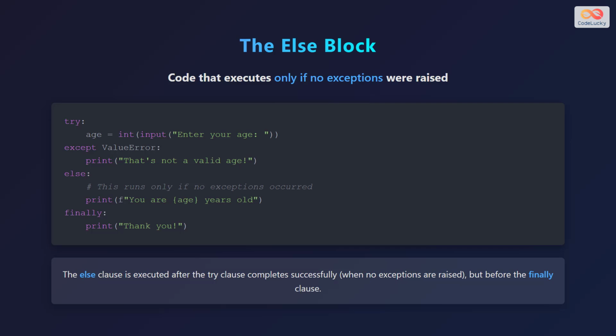The finally block is always executed, regardless of whether an exception occurred or not. The else clause is executed after the try clause completes successfully, meaning when no exceptions are raised but before the finally clause.